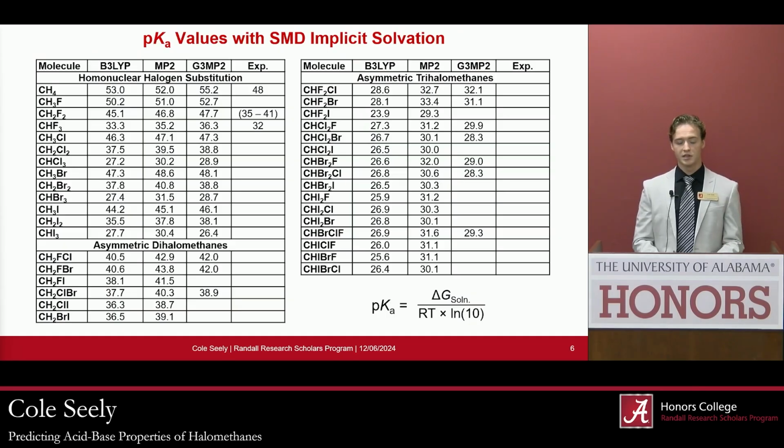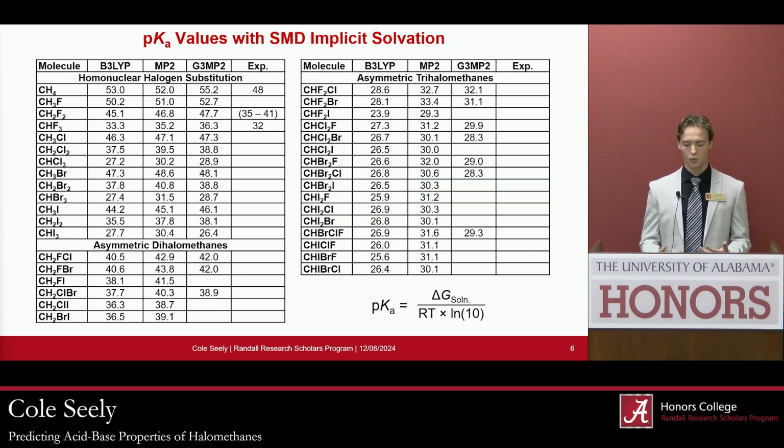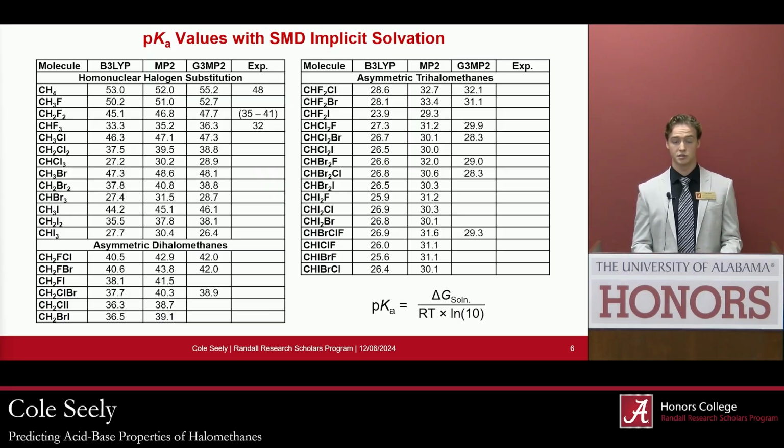Next, this is a table of pKa values, which are calculated using our previous delta G acidities, combined with the aqueous SMD calculations. So a pKa is a measure of the acidity of the molecule. The lower the pKa, the higher the acidity, and the more willingness for the species to dissociate its hydrogen in a solution, where the solution is water in this case.